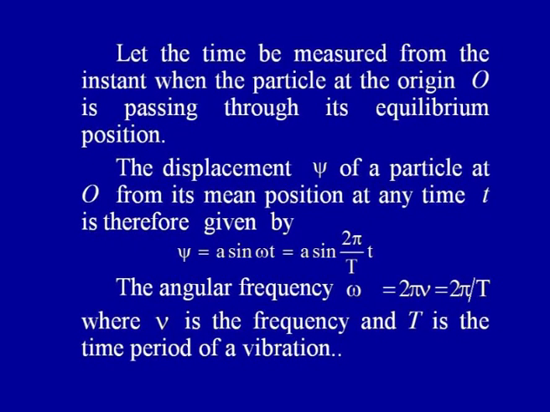In a medium, when the density changes or when the pressure changes, the force on the particle is again proportional to the change in the density or change in the pressure. The result is we get a simple harmonically varying particle displacement or particle velocity or density changes or pressure changes.